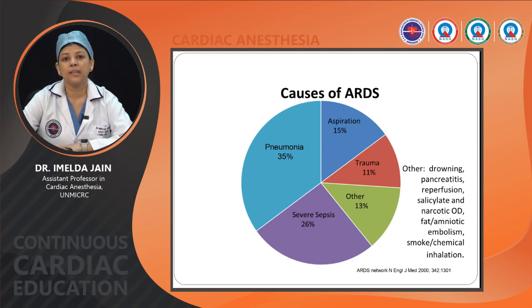This pneumonia can be either a bacterial pneumonia, most commonly a streptococcal pneumonia, or a viral pneumonia as we had seen in the COVID patients, or it could be fungal pneumonia. 26% of patients of ARDS have severe sepsis. Other causes of ARDS are aspiration pneumonitis, which is due to aspiration of the gastric contents. This accounts for around 15% of the cases. Others include direct injury or contusion trauma to the lungs, which account for 11%.